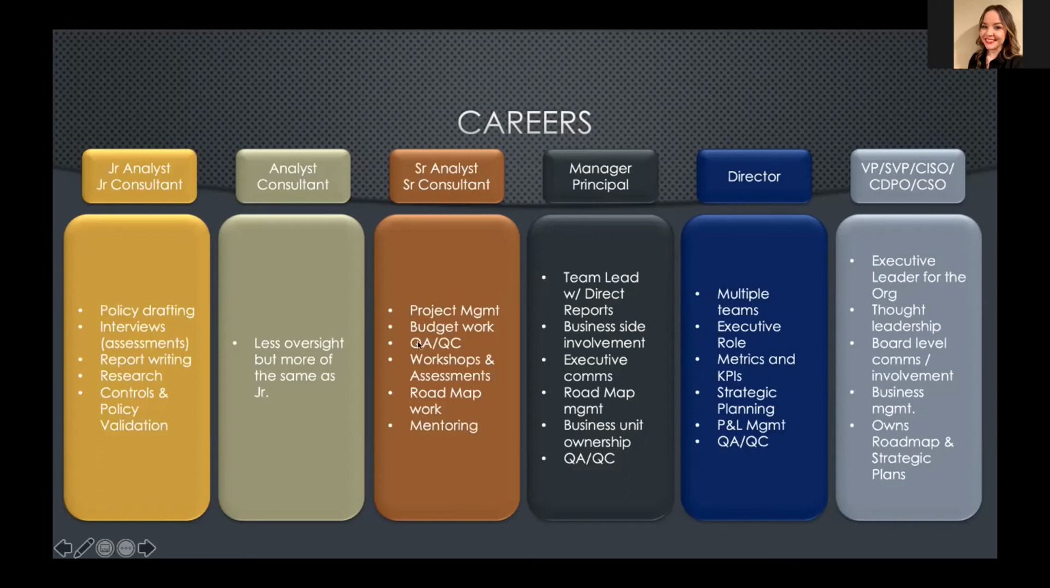You'll be doing quality assurance, quality control against the lower folks here. And then the assessments, again, you'll still be in that question area, interviewing, conducting assessments. You'll be working with the roadmaps a little bit more. So again, that's where it comes back to these different projects.